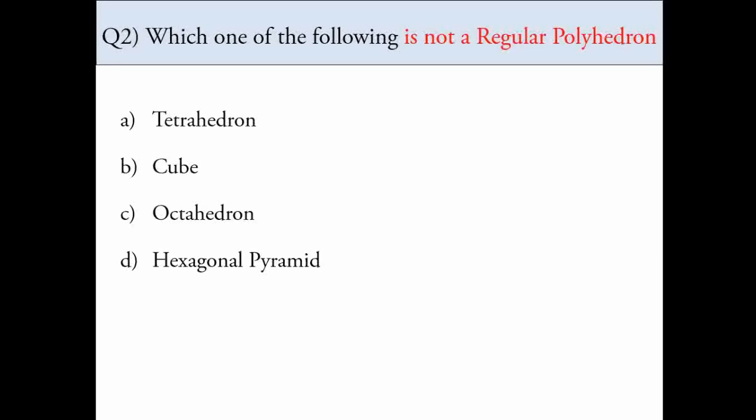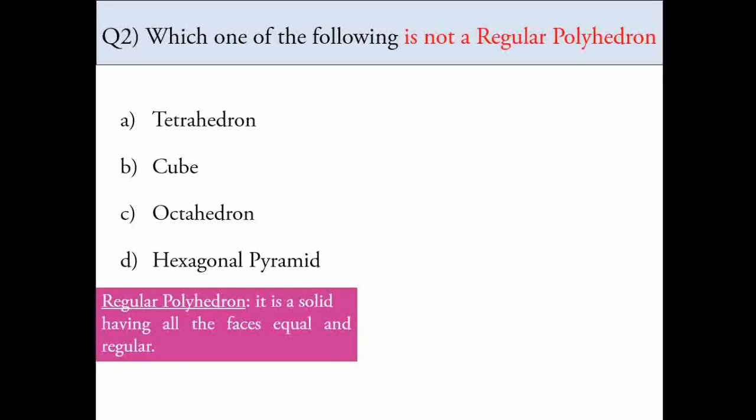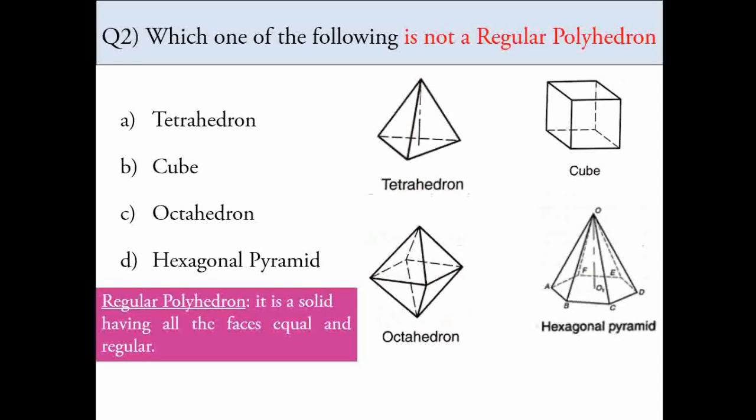Okay, so once again we will have a look at the definition of the regular polyhedron. A regular polyhedron is nothing but a solid having all the faces equal and regular. Okay, means each and every face present in the 3D object has equal and regular faces. So once again we will take the reference of the 3D diagrams of the four options.